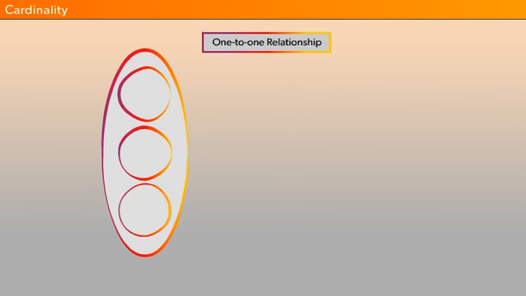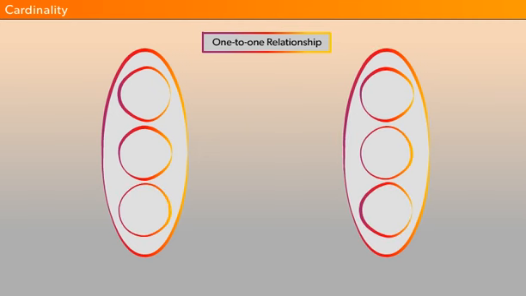One-to-one relationship. In one-to-one relationship, an entity of entity set A can be associated with at most one entity of entity set B and vice versa. One-to-many relationship. In one-to-many relationship, an entity of entity set A can be associated with more than one entity of entity set B.